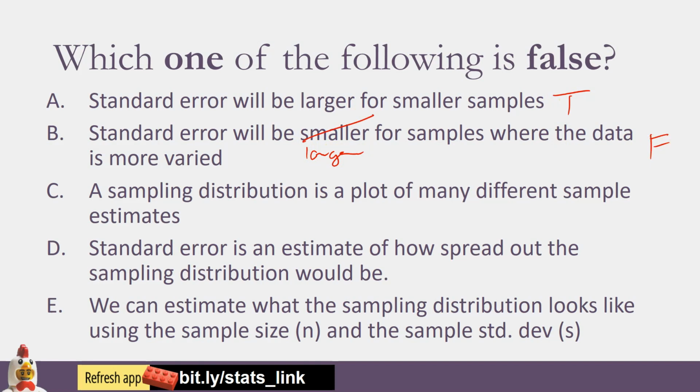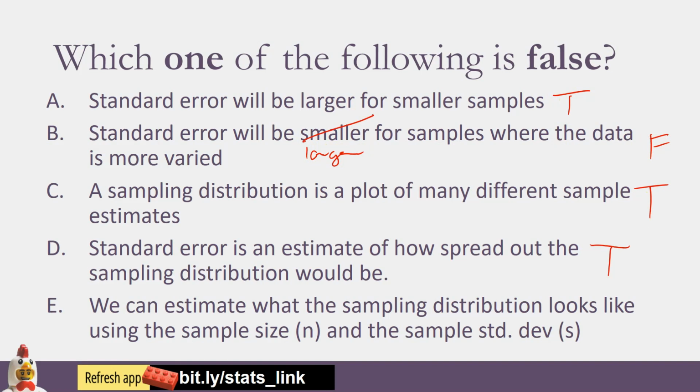C, a sampling distribution is a plot of many different sample estimates. So this is true. So far we've only looked at sampling distributions of sample means, but you can also build them up of sample proportions or sample standard deviations or medians or whatever you want. D, standard error is an estimate of how spread out the sampling distribution would be. And remember, specifically, it's an estimate of the standard deviation of the sampling distribution.